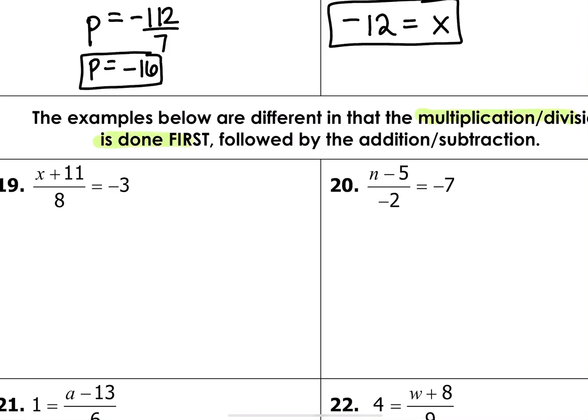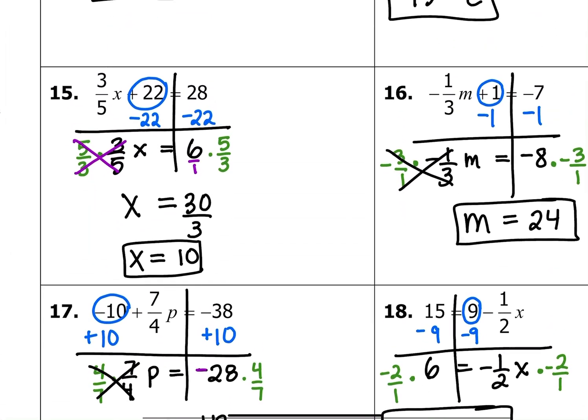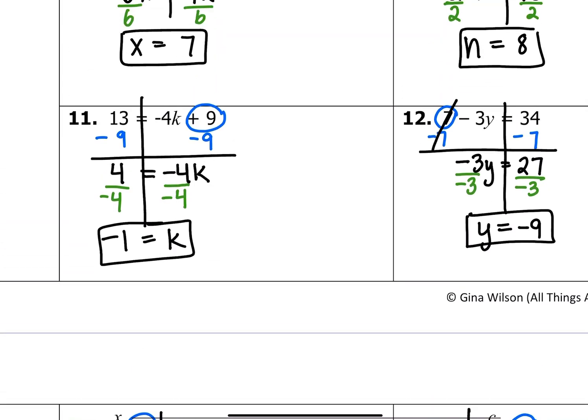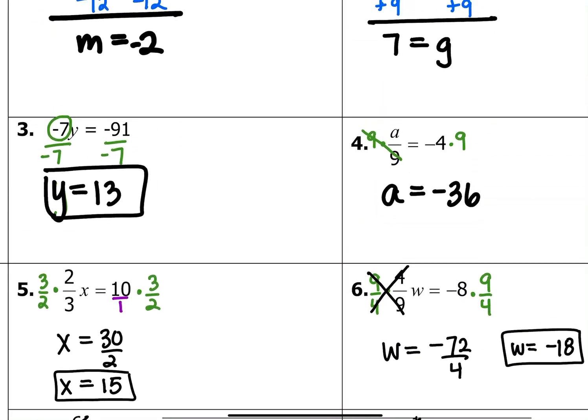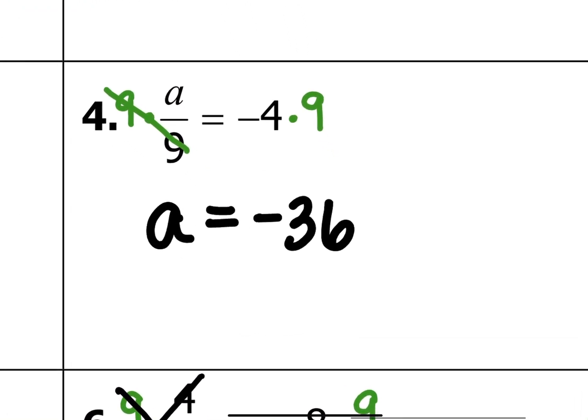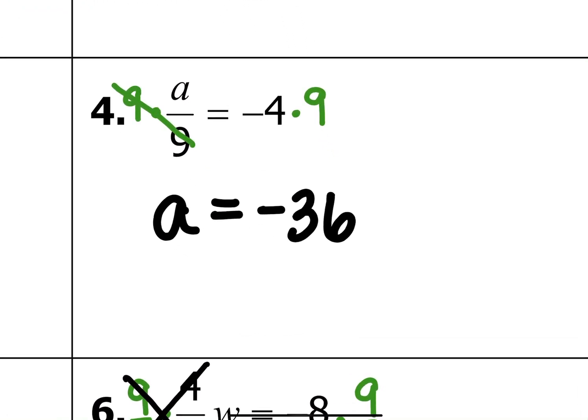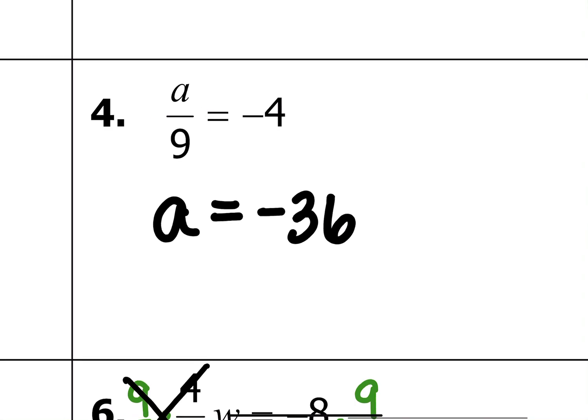Multiplication and division is done first. Okay, so here's how that's going to work. If I back up, you don't have to, you can just take a look. Look at number 4. You don't have to go to your page, look at my page. Number 4, we had our variable a with 9 in the denominator. And the way that we got rid of that 9 in the denominator was multiplying both sides by 9, right? The way to get rid of a denominator is to multiply both sides by that denominator.